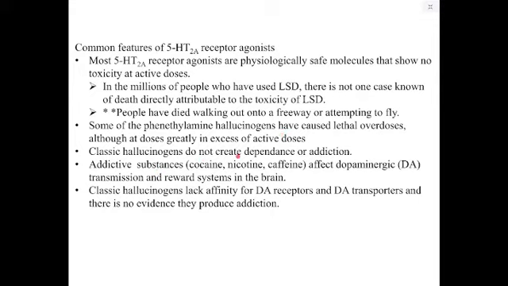Classical hallucinogens do not create dependence or addiction. Addictive substances, like nicotine, caffeine, and so on, affect the dopaminergic transmission and reward systems in the brain. So these drugs do not have any release of dopamine, and therefore they do not bring about addiction. Classic hallucinogens lack affinity for dopamine receptors and dopamine transporters, and there is no evidence of their producing addiction.